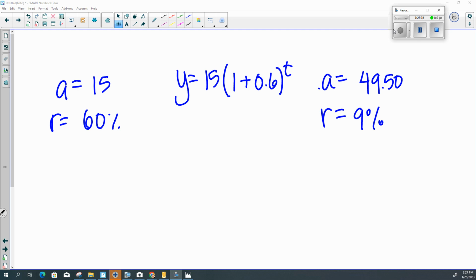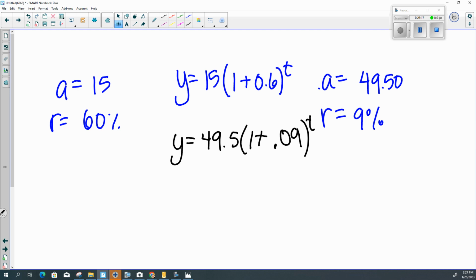Kimball, what would your equation look like for this one? I'll start you out with y equals 49.5 times 1 plus what? 1 plus 0.09. I hope you guys all tried that one by yourself. So I'm going off the actual figures. Did I not write it down right? There's 9.5% of that if you don't.